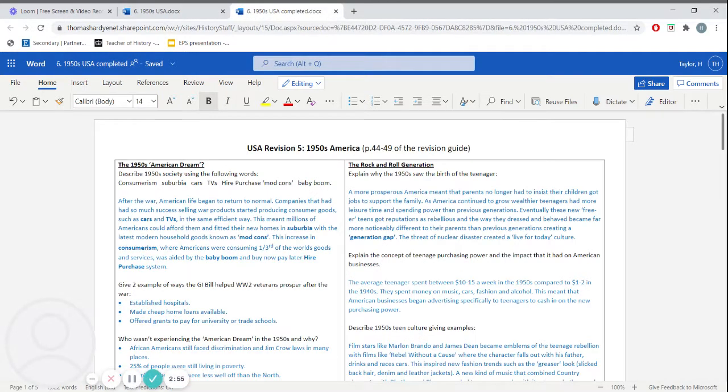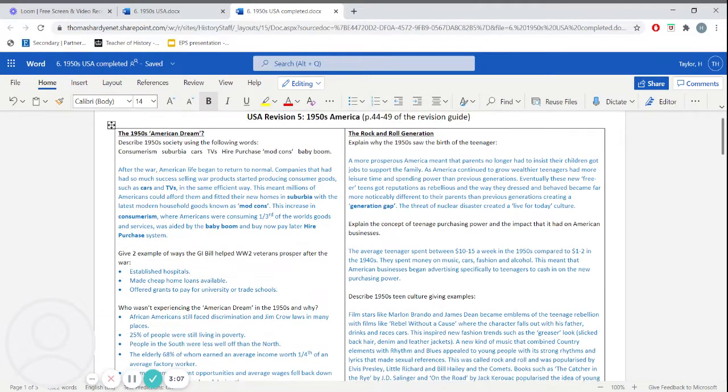Okay, so welcome back. This is my completed version. So what we're gonna do now is just talk through the answers I gave for all of these, and then we'll talk through a model answer for that exam question. So starting off at the top here, 1950s American dream.